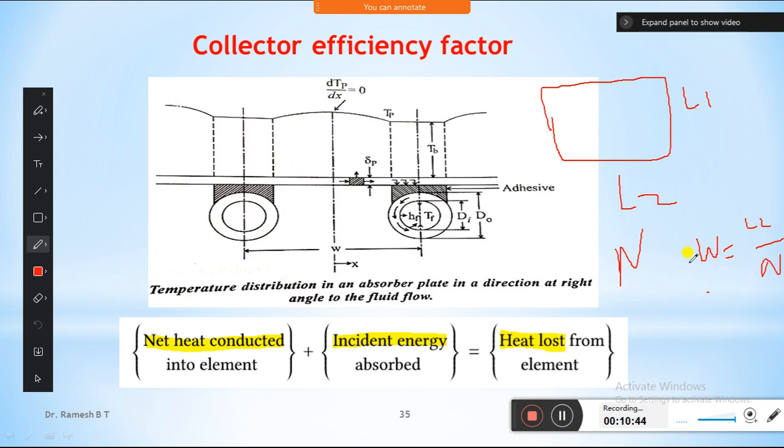Let di and d naught be the inside and outside diameter of the tube. If we consider this tube, d naught is the outside diameter and di is the inside diameter of the particular tube, and capital N is the number of the tubes and W is the pitch, means the gap between two consecutive tubes. It is one tube, second tube, third tube, the gap between these two is denoted by W, and that is in the direction of x we are going to consider.